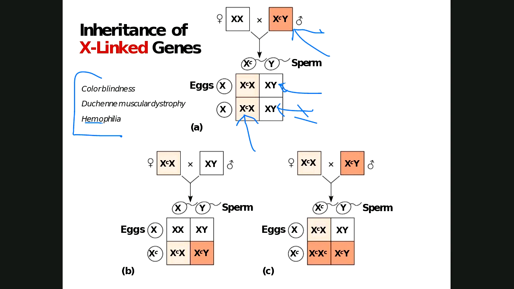So if the mother is a carrier, so let's go down here. If the mother is a carrier and she mates with a male who does not have colorblindness, you have a quarter chance of a colorblind child, half a chance that one of your males would be that way, and a quarter chance that one of your children is going to be a carrier, and that's going to be the female.